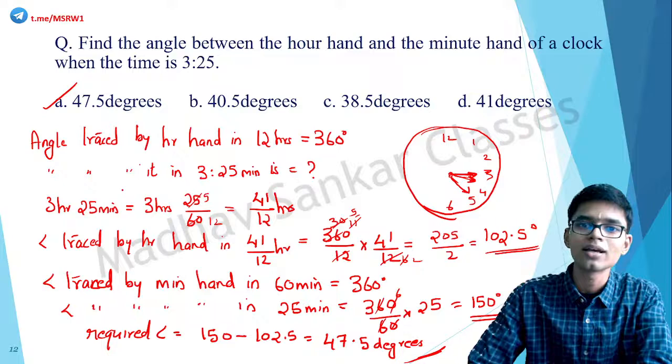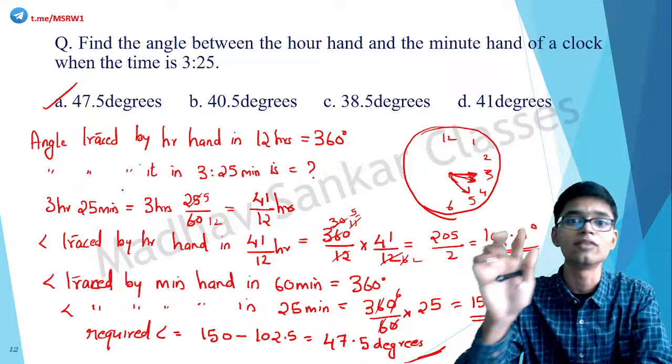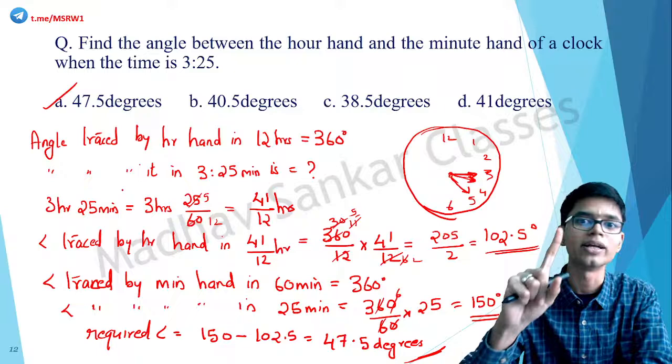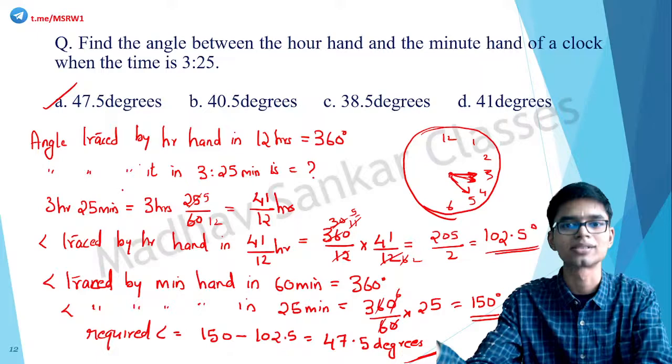So how would you find the angle moved by the hour hand and minute hand? Find the angle moved by the hour hand in 1 hour. If the angle moved by the hour hand in 1 hour is this much, then how much did it move in X hours? Similarly, if the angle moved by the minute hand in 1 minute is this much, then what is the angle moved by it in X minutes? Got it. I hope you understood. If you need any more clarity, please ask.